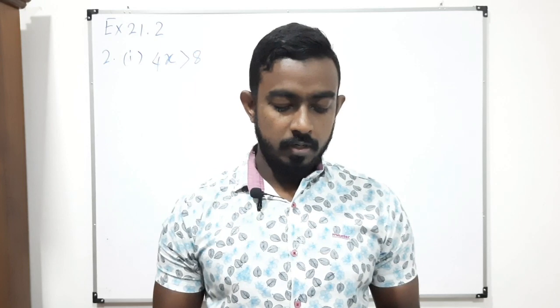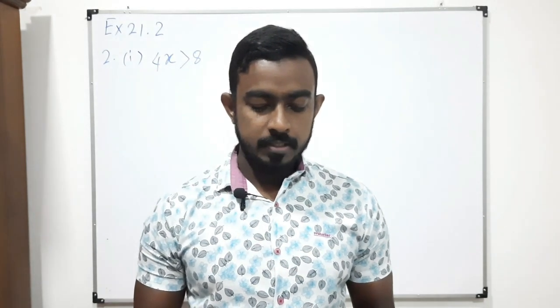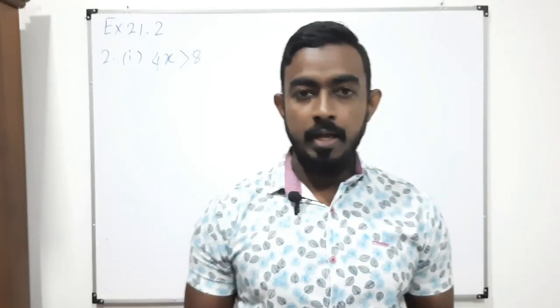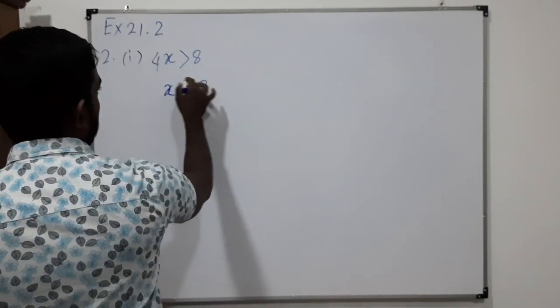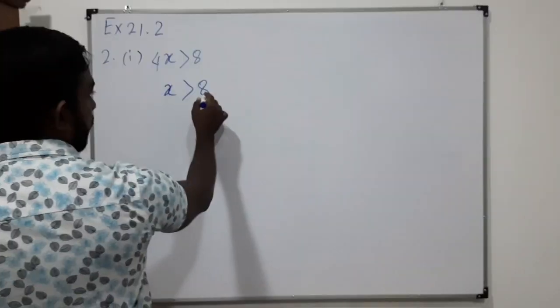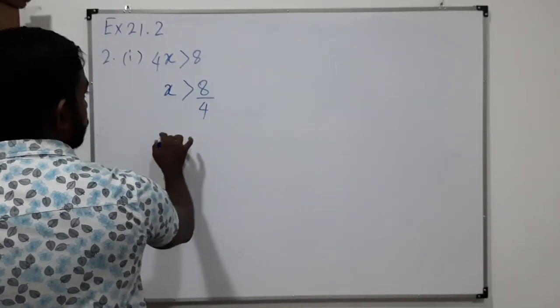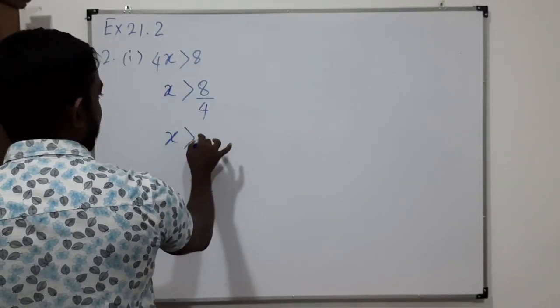Solve each of the following inequalities and represent the solutions on a number line. So, I'm going to use the Roman number 1. Here also I have to close number 4 and write down the remaining. x is greater than 8. When 4 goes to the other side, it will be a division. So, I can write x is greater than 2.